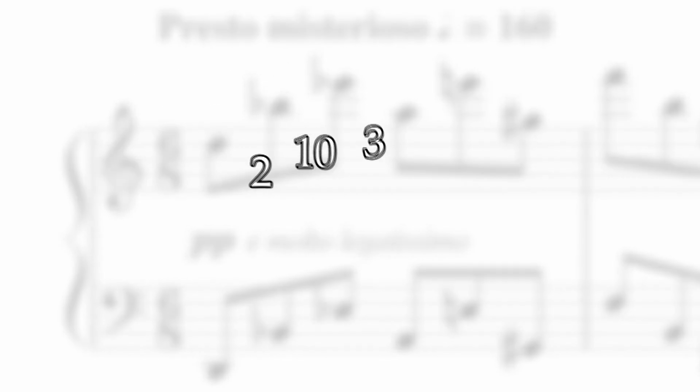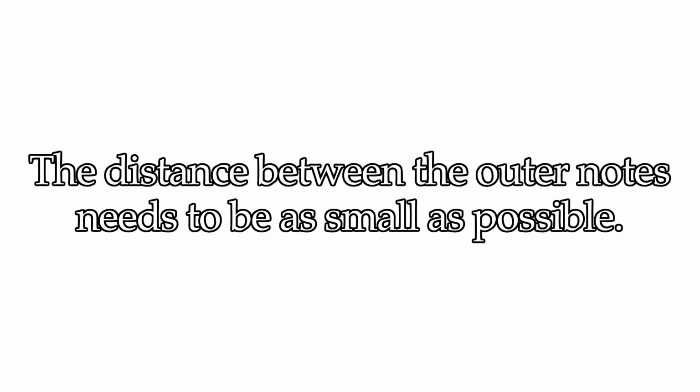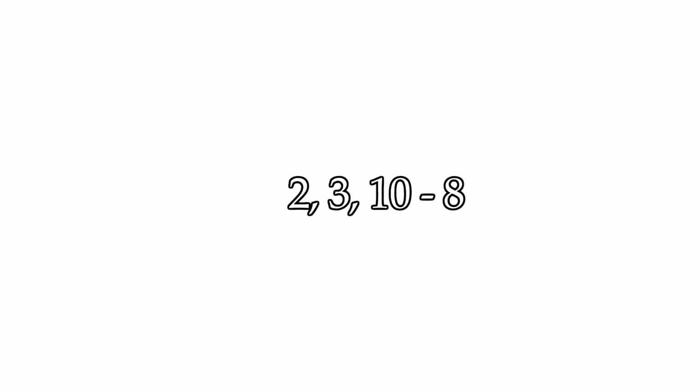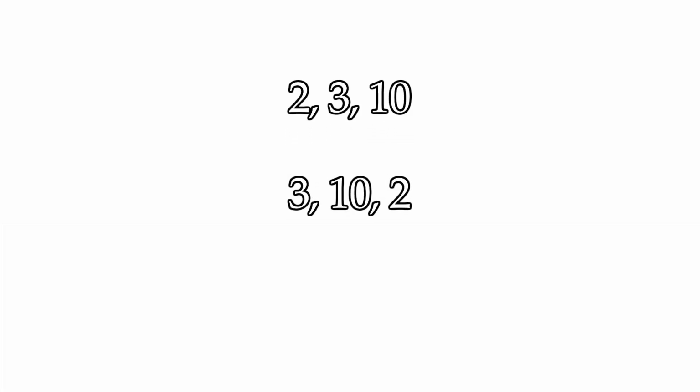We've definitely got to compress this, so the first step is to put these in order. 2, 3, 10 is much better. But when you're dealing with trichords, you've got to make sure they're in their smallest possible form. That is, the distance between the outer notes needs to be as small as possible. 2 to 10 is a distance of 8. Reordering it to go 3, 10, 2 leaves us with a distance of 11. But 10, 2, 3, now there's a solution.